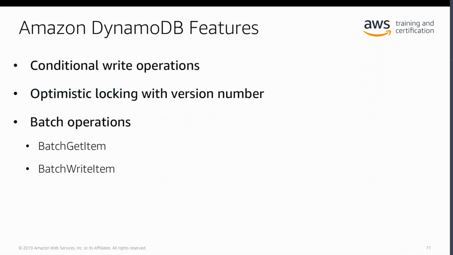So DynamoDB also offers some other features, like conditional write operations that allow us to check to see if a record has changed before we write to it. Optimistic locking, by the inclusion of things like version numbers and checking the version number of the record before we make the change to it, as well as batch operators to do batch operations like writes or gets on a group of records in DynamoDB as well.